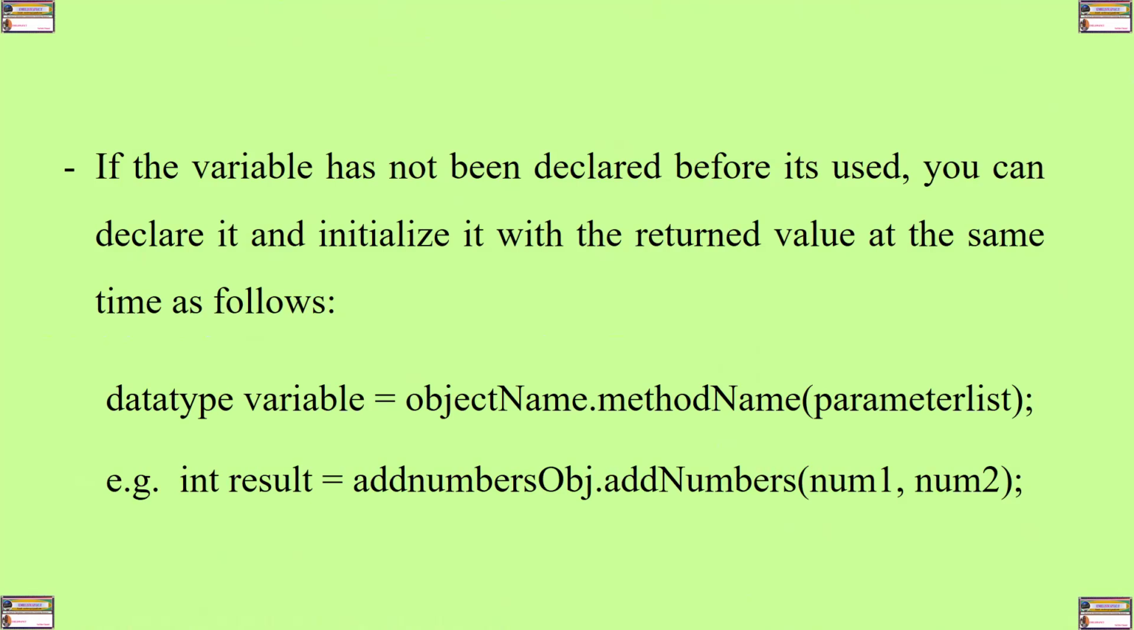Remember, this is only done if you have not declared the variable in advance. So you can declare it at the point of use. So you assign the value being returned as follows. You declare the variable called result, which is supposed to hold the value of type integer, and you initialize it or assign to it the value which is being returned by the method, for example, called add numbers, which has been invoked by passing two numbers, num1 and num2.